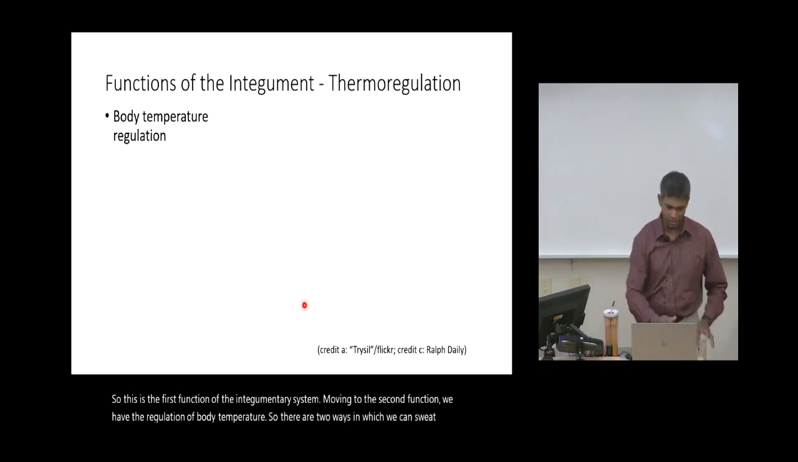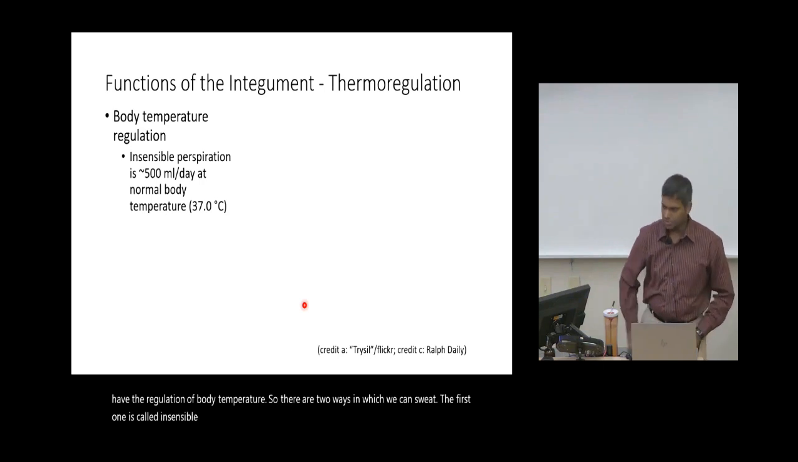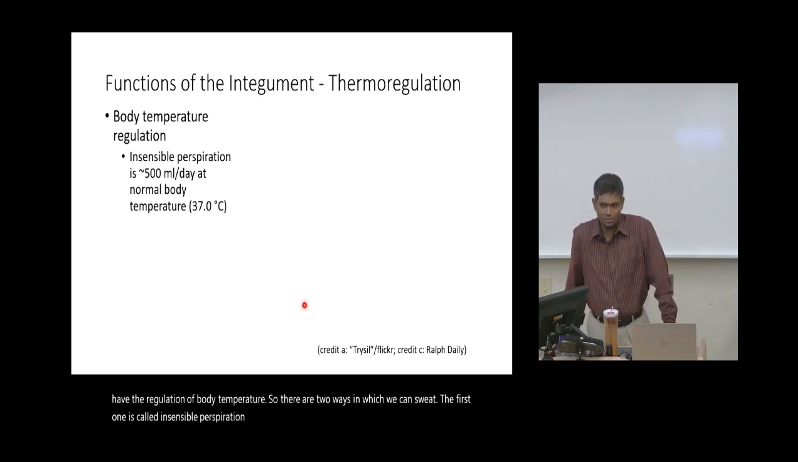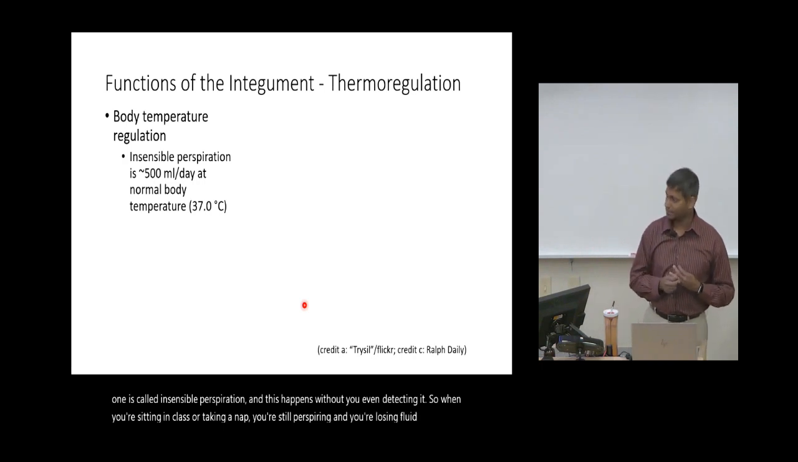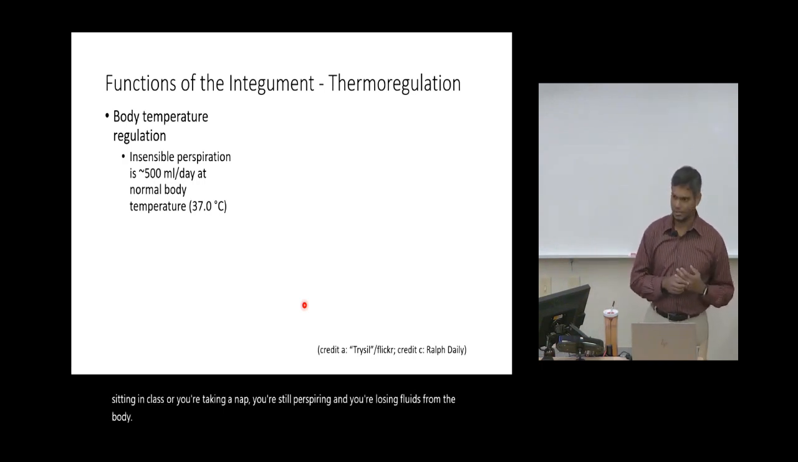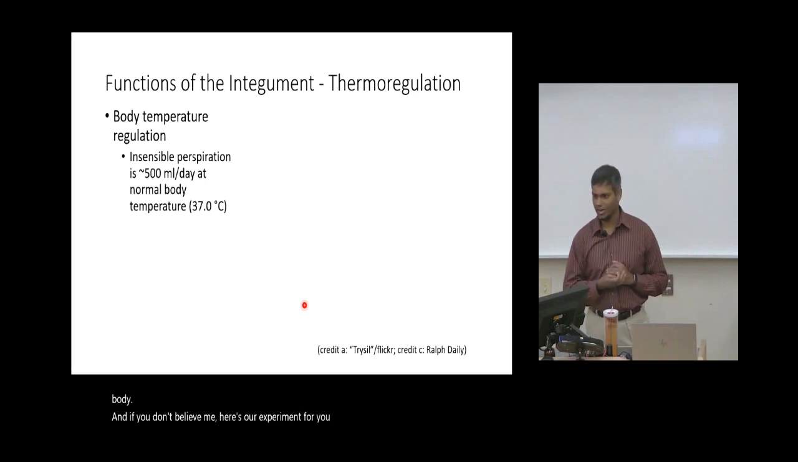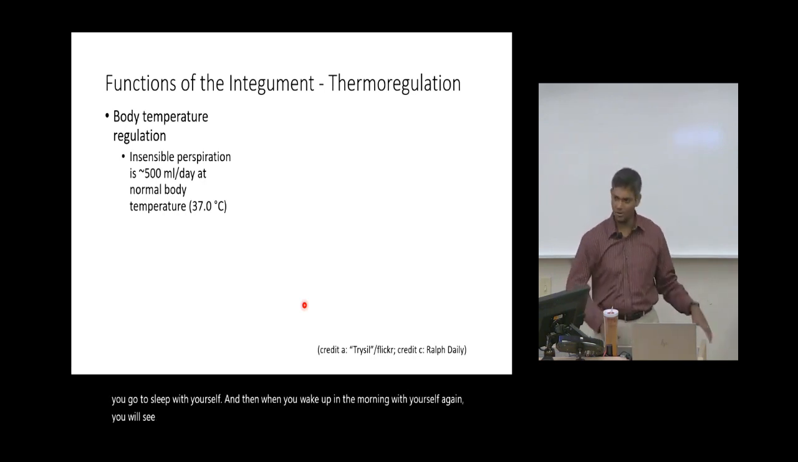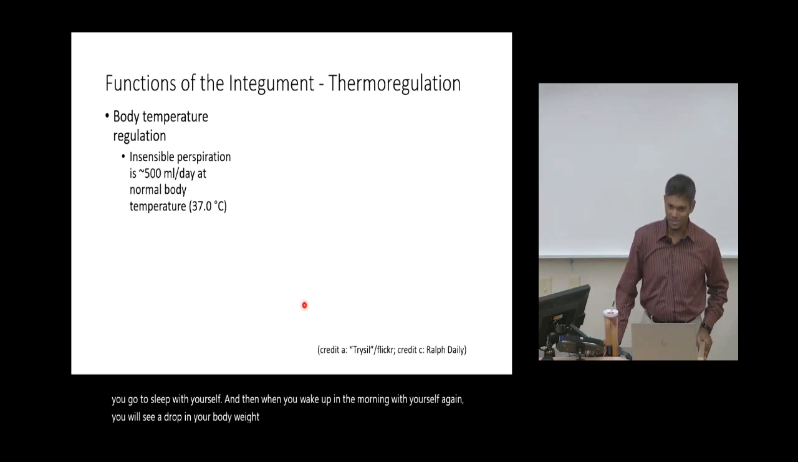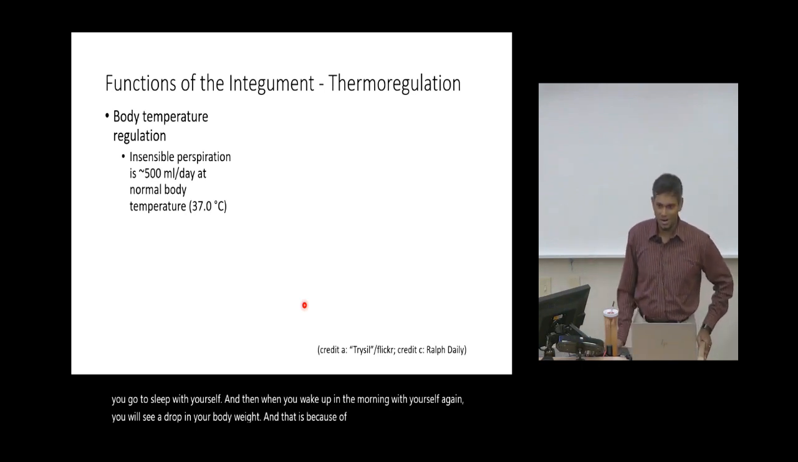The first one is called insensible perspiration, and this happens without you even detecting it. So when you're sitting in class or you're taking a nap, you're still perspiring and you're losing fluids from the body. And if you don't believe me, here's an experiment for you to try out tonight. Before you go to sleep, weigh yourself, and then when you wake up in the morning, weigh yourself again. You would see a drop in your body weight, and that is because of insensible perspiration.